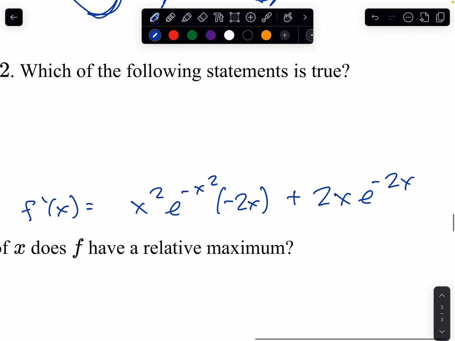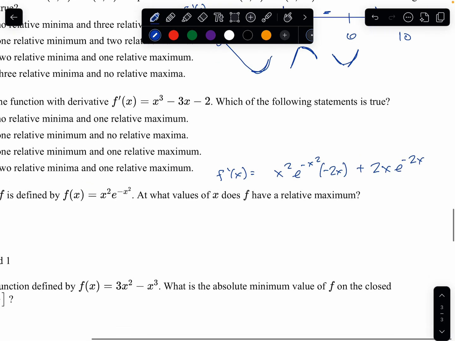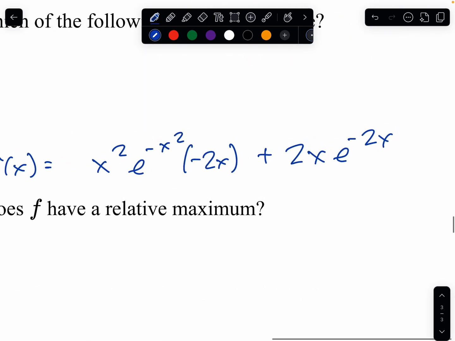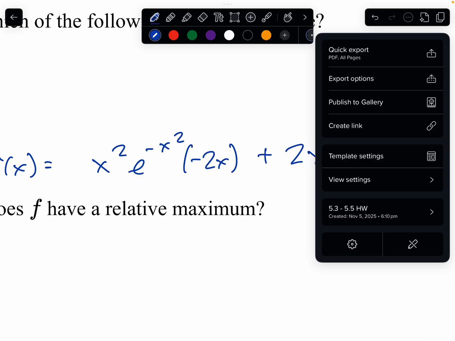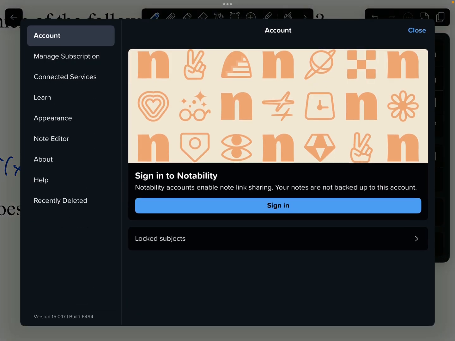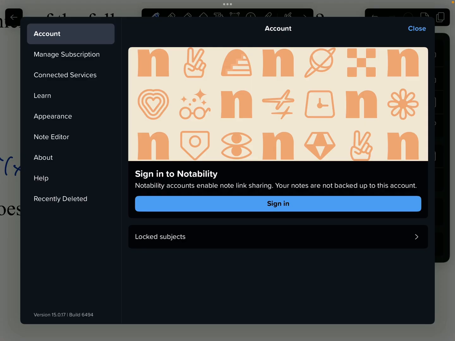I'm sure there's a setting in here where I can draw with my finger, but I don't want to change that setting. Can I just go to the help?